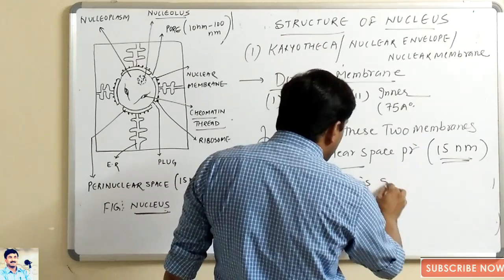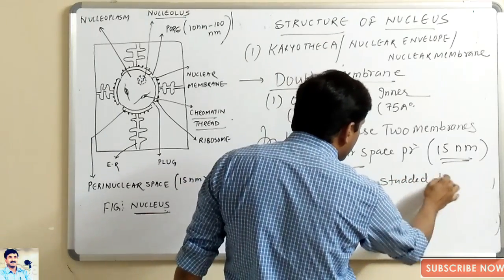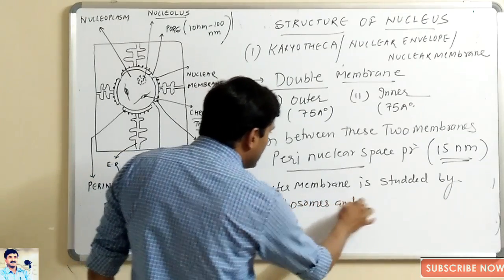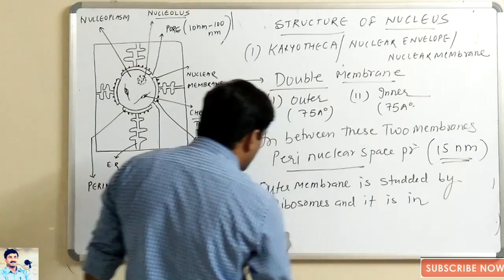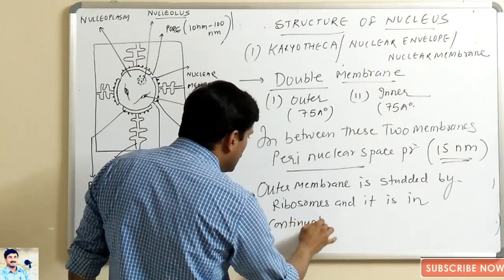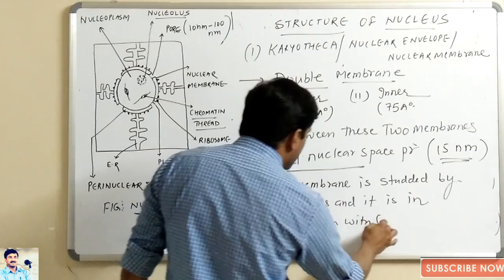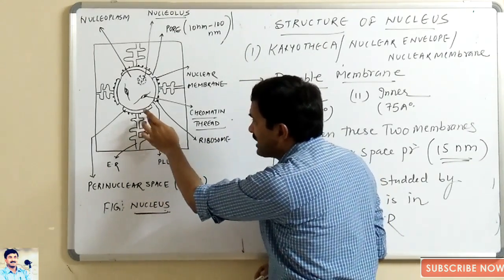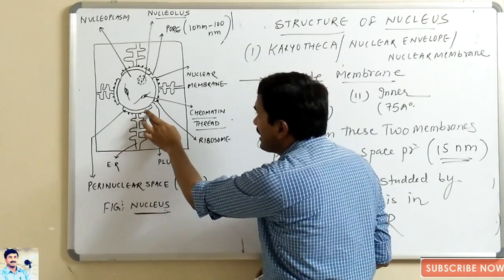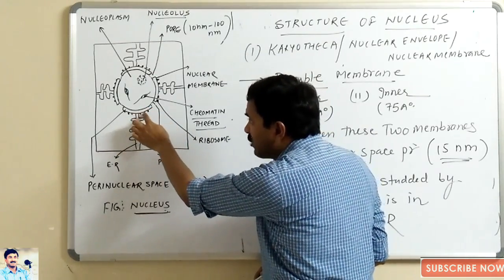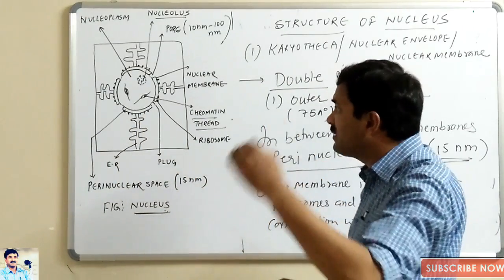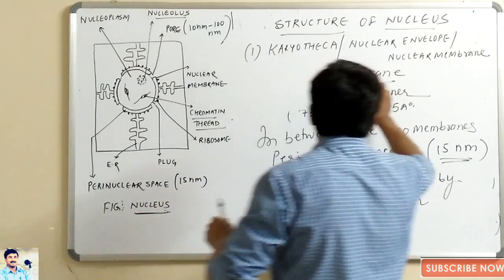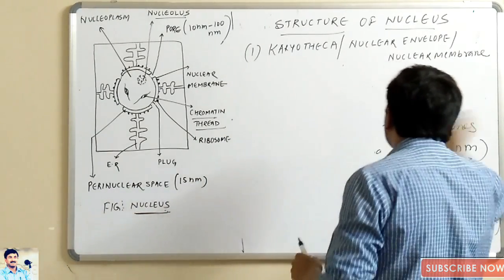Now the outer membrane is studded by ribosomes, and it is in continuation with the ER. You can see here that on the outer membrane, what are present? Ribosomes are present. These black dots I have made are the ribosomes, and this outer membrane is in continuation with what? The ER.